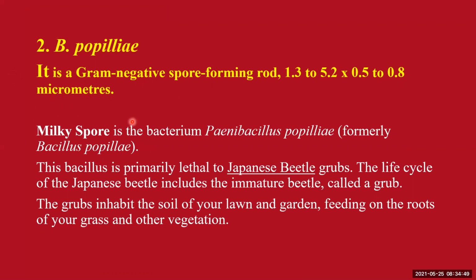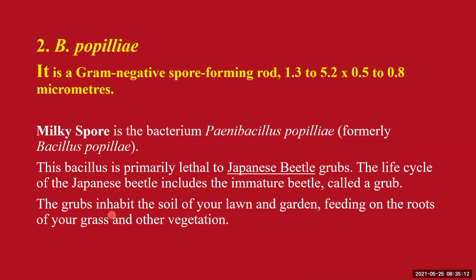Why? Because it causes milky disease in the Japanese beetle grub. Now, milky spore is a bacterium, Bacillus popilliae. This bacillus is primarily lethal to Japanese beetle grubs. The life cycle of the Japanese beetle includes an immature stage, which is called a grub, or you can say larvae rather.